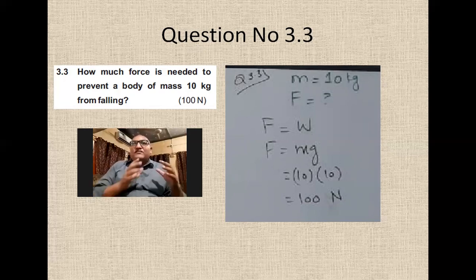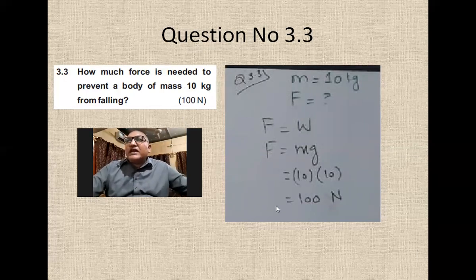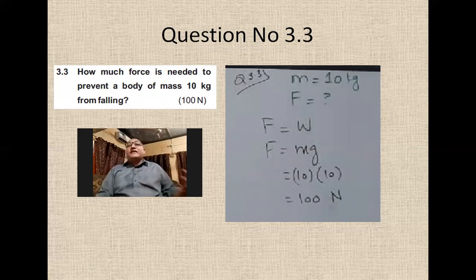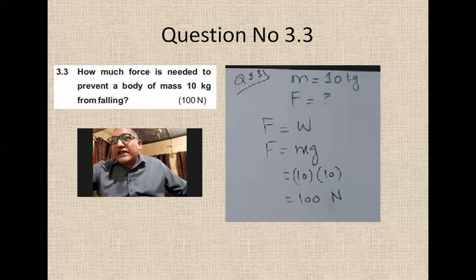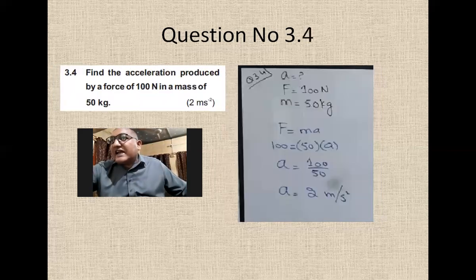So you know that the force needed should be equal to the weight, and you know the weight is equal to mg. So F is equal to mg. So m is 10 kg and g is 10. We know that the g value is 10 Newton per kg, and so it will be 100 Newton. So 10 multiplied by 10 will be 100 Newton. So this much force needs to be applied on a body to prevent it from falling. Hopefully you have understood this question. This was question 3.3 from chapter number 3. The name of the chapter is dynamics. The class is 9 Matric.